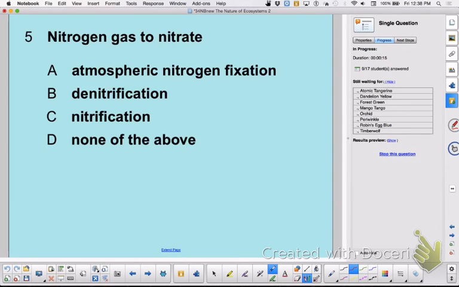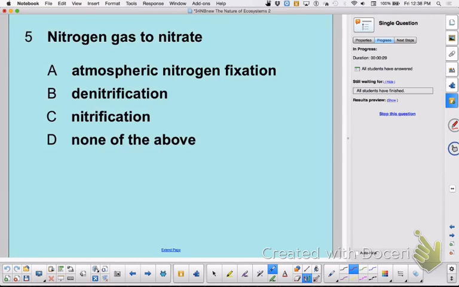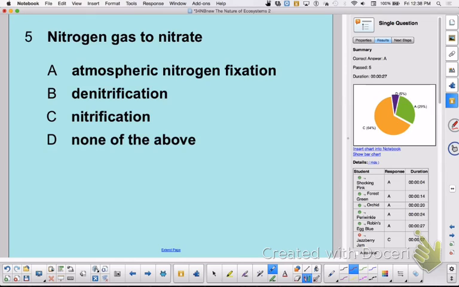Nitrogen gas. Show me what nitrate looks like in our song. Nitrogen gas, straight to nitrate. What's that? You should have a little ha in there, right? Oh, a bunch of you missed it. So think about it. You're nitrogen gas and you're going straight to nitrate. So that's atmospheric fixation.